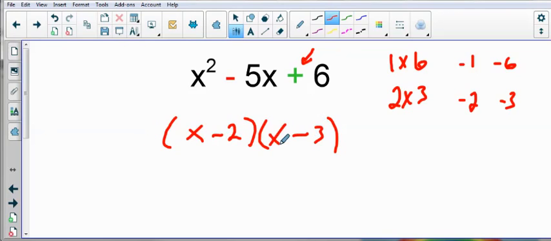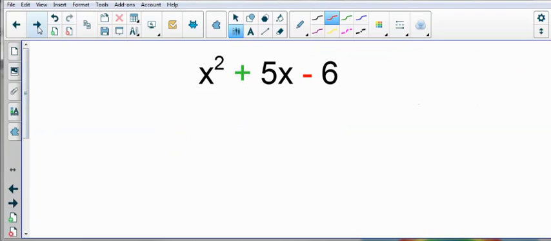And then, of course, you can always check these. When you multiply this out, you'll see that it does come out to be x squared minus 2x minus 3x. Well, minus 2x minus 3x is minus 5x. And then, of course, negative 2 times negative 3 is positive 6. So that's what happens whenever you have this is a negative and this is a positive. Always check this one first. All right, let's look at the next example.